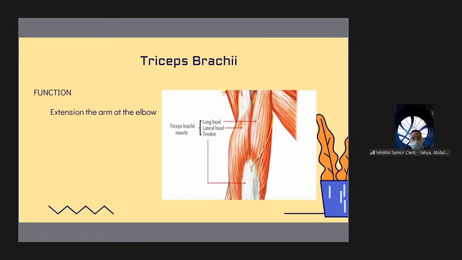The lateral head originates from the humerus superior to the radial groove, and the medial head originates from the humerus inferior to the radial groove. Distally, the heads converge into one tendon and insert into the olecranon of the ulna. Next slide.